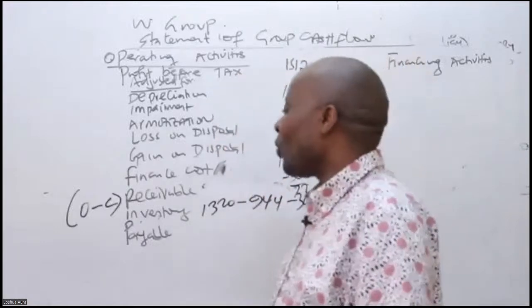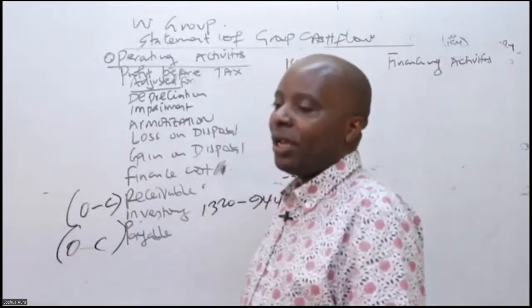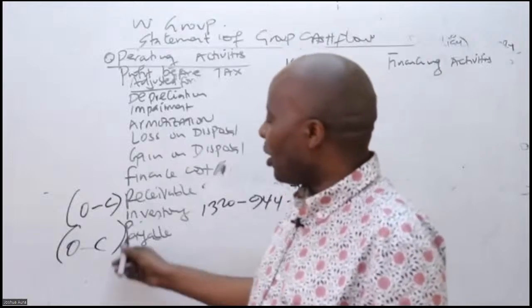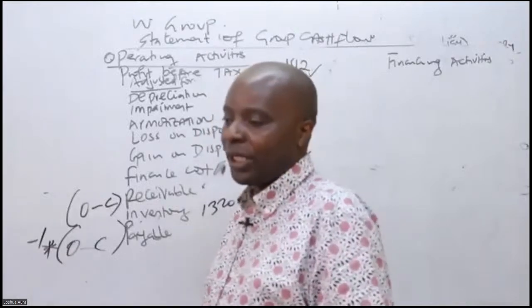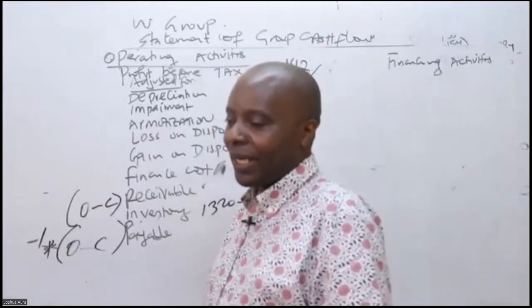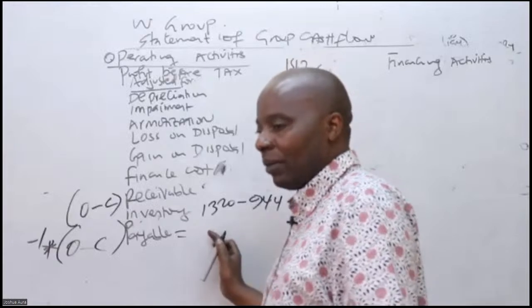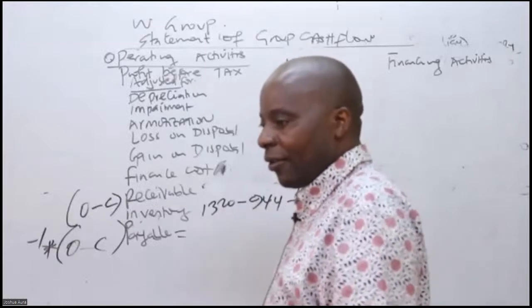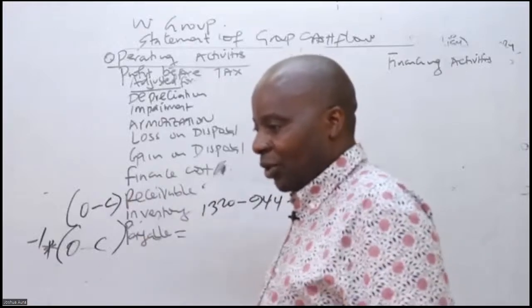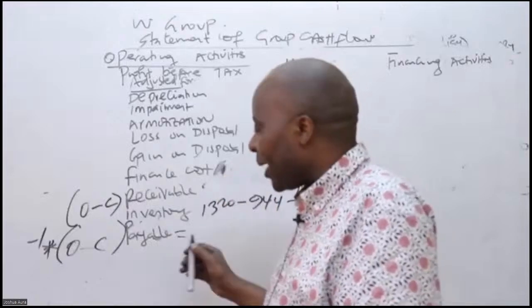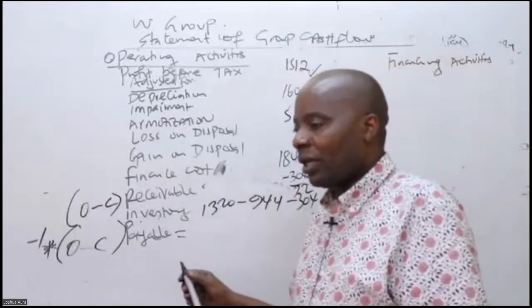Remember, if you don't want problems, even the payables, just make them opening minus closing. But now for liabilities, to get the correct sign, you must always multiply them with minus 1. Opening minus closing, as usual. So for payables, what is the opening balance? Can somebody give me the opening balance for payables? Opening payables for 2021. Are you sure? Opening alone.